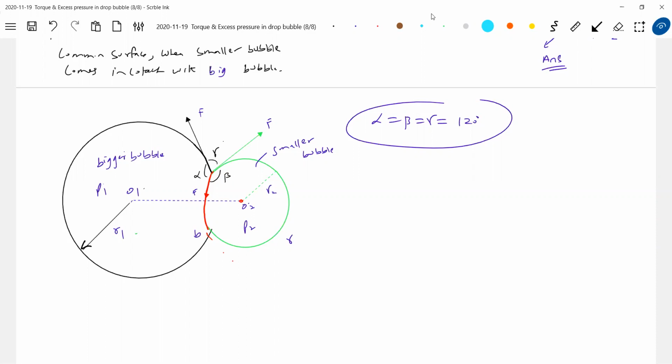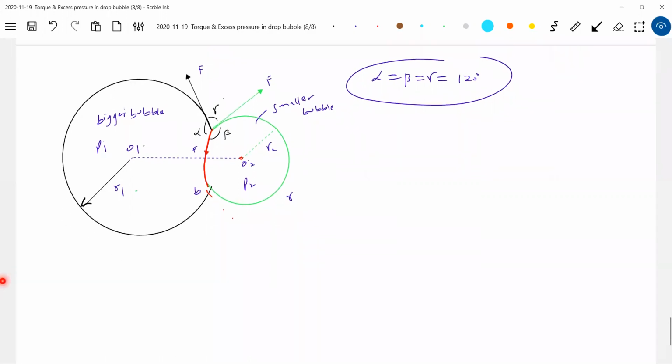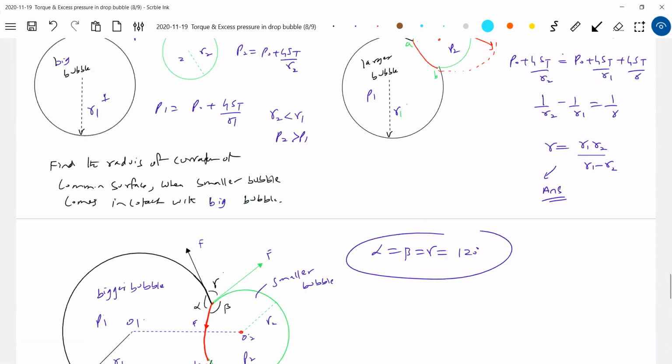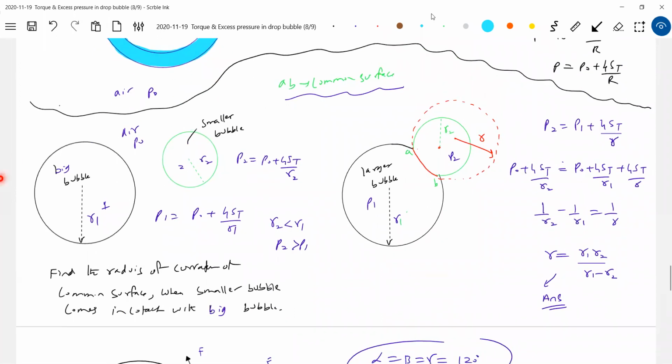Okay, we'll take the next idea now. If two soap bubbles of the same radii come in contact, what will happen to the common surface? How will it be? Anybody?